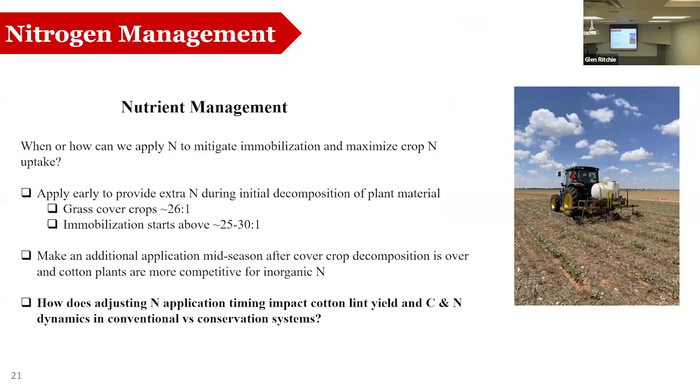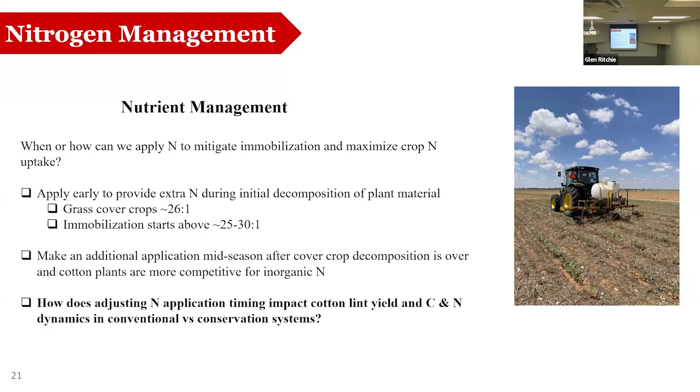Now we're going to get into a little bit of a different study looking closer at nutrient management, specifically application timings to mitigate the immobilization of crop nitrogen, increase carbon, and increase our yields. So as I was talking about earlier, if we apply a little bit extra nitrogen during the initial decomposition of cover crop plant material, which we saw by that previous data, we might be able to mitigate some of those yield deficits we see with conservation practices.